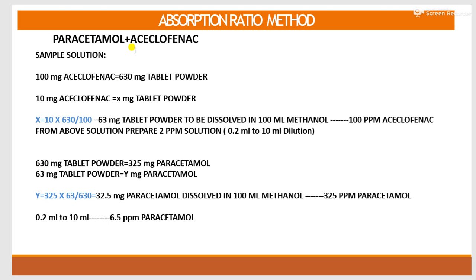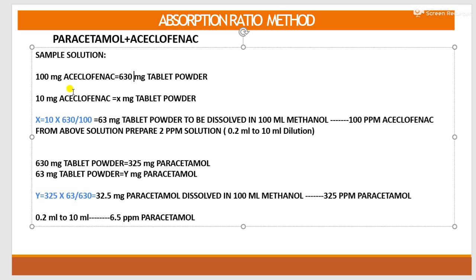Now, 630 milligram is our average weight of the tablet. So 100 milligram aceclofenac is present in 630 milligram of tablet powder. So 10 milligram aceclofenac is present in how many milligram of tablet powder? That comes to 10 into 630 upon 100, so 63 milligram. You have to weigh 63 milligram tablet powder and dissolve it in 100 ml methanol to get 100 ppm of aceclofenac.